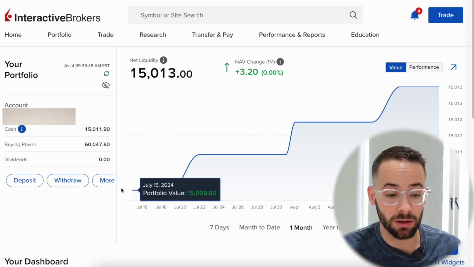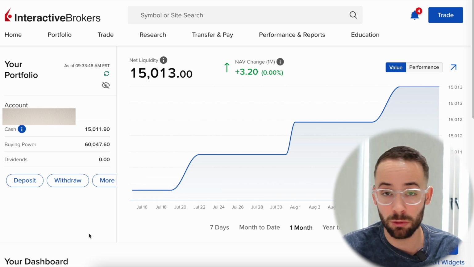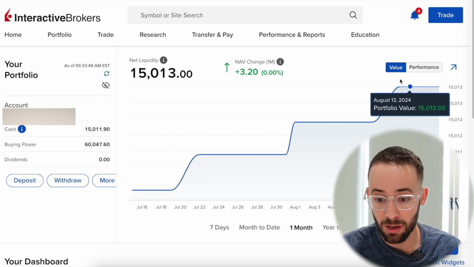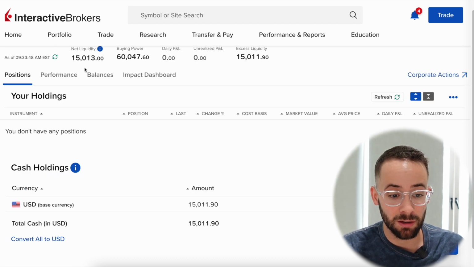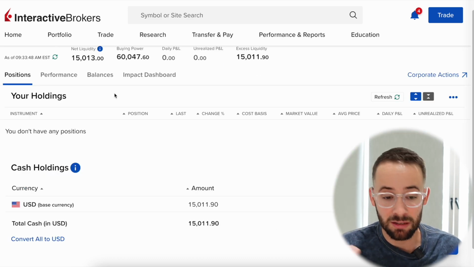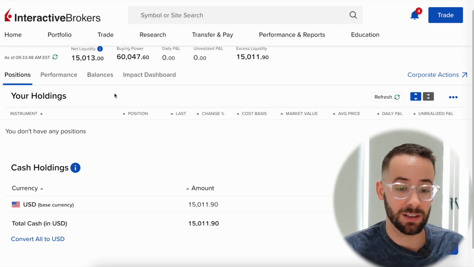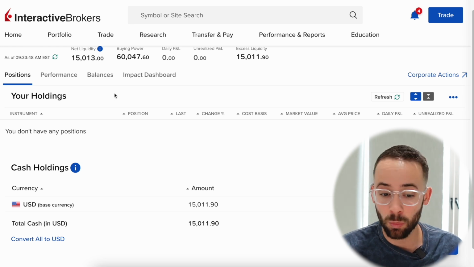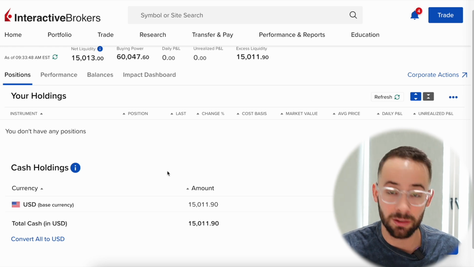Now, this homepage here is just going to track the overall balance of your portfolio, including the profit or loss that you've experienced over time. So you can see the value and also the performance. This portfolios tab here will actually break down the investments that you've made. So you can see all of the different positions that you have open, be it stocks, bonds, options, Forex, whatever you're trading. It will show up here under your holdings, and you can also see the cash that you have in the account.